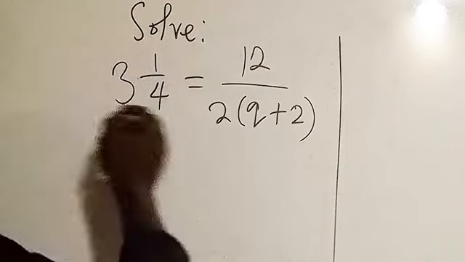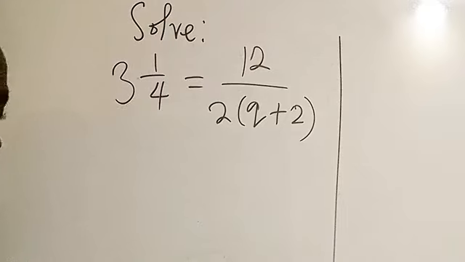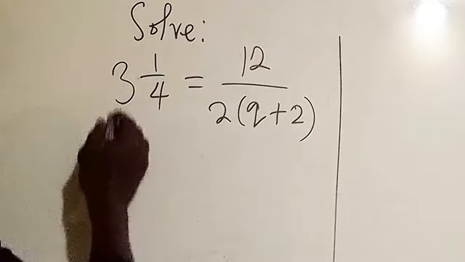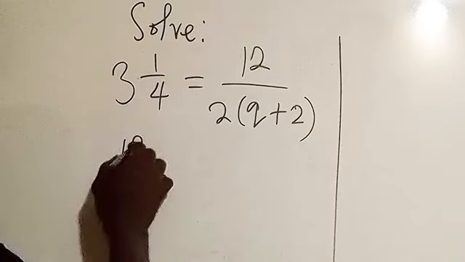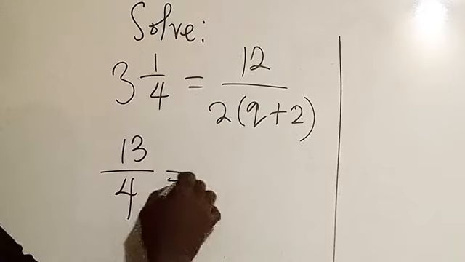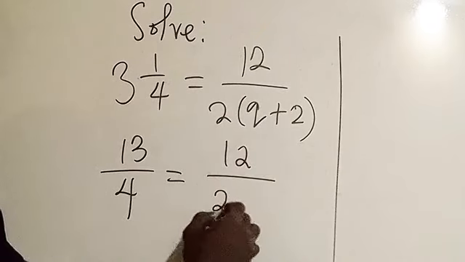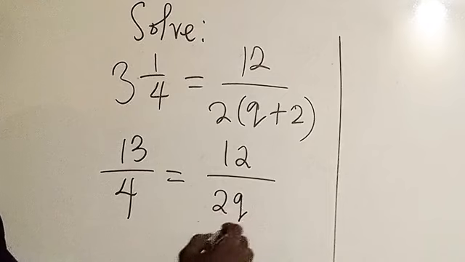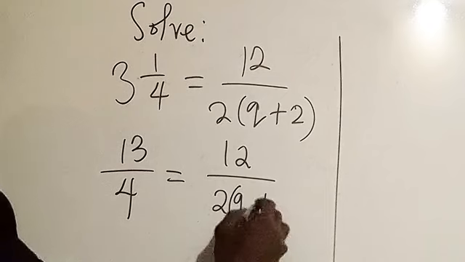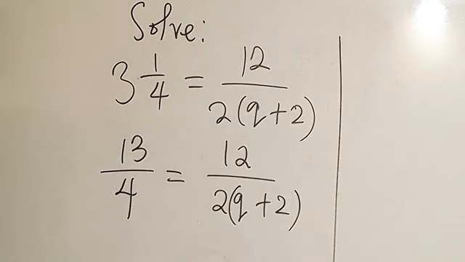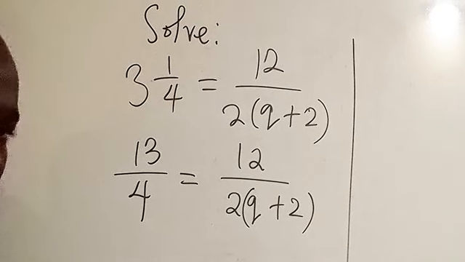Now, first of all, let's try to write this mixed number as an improper fraction. 4 times 3 is 12, plus 1, we're going to have 13 over 4, then equals 12 all over 2q, right, plus 2. Now from here, what are we going to do?